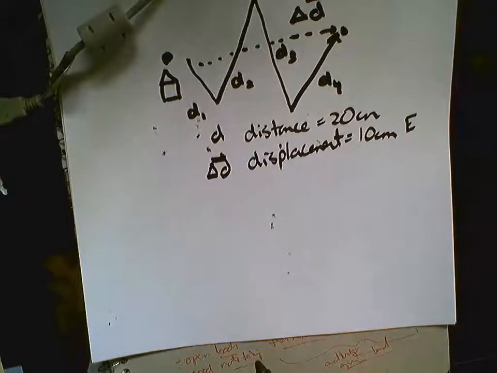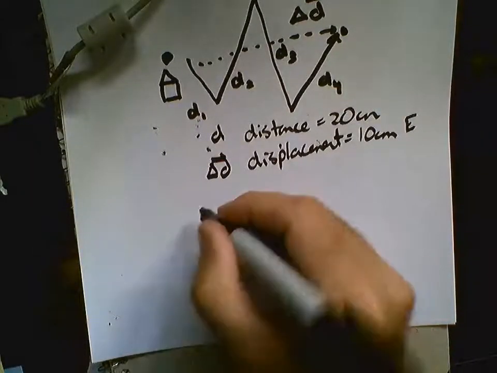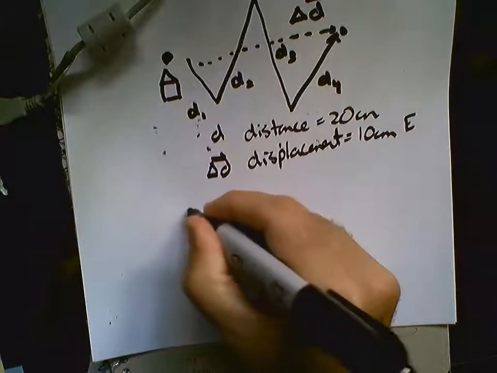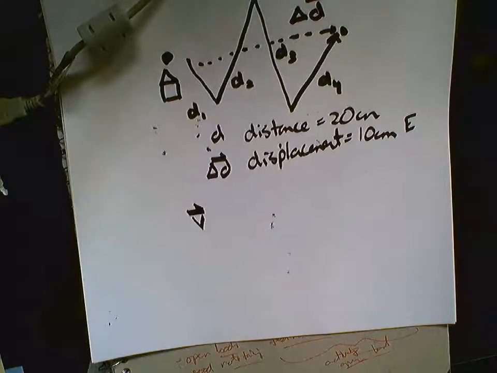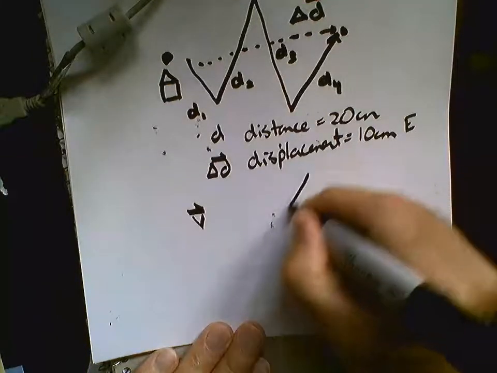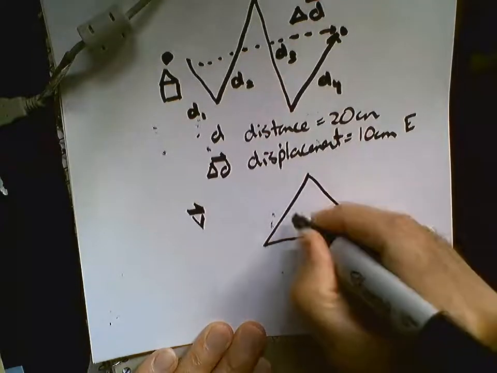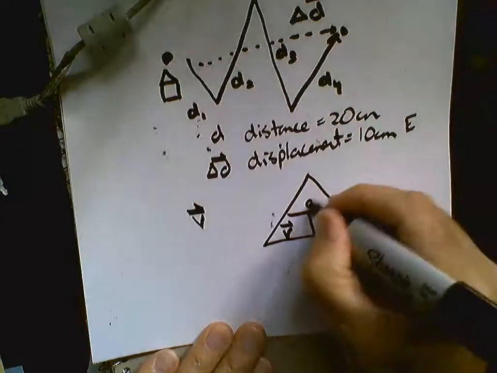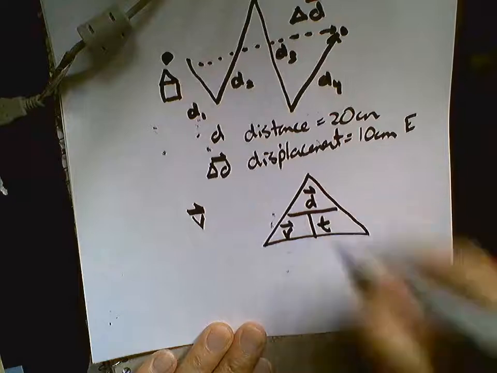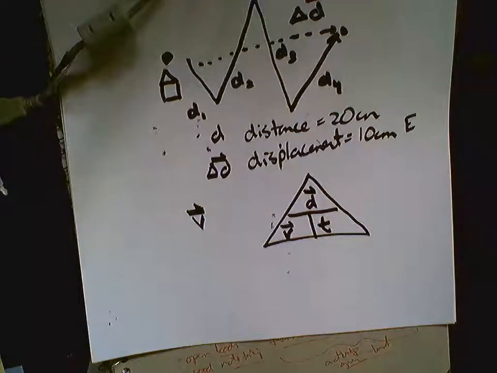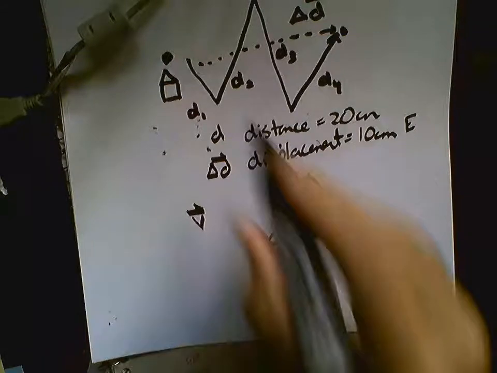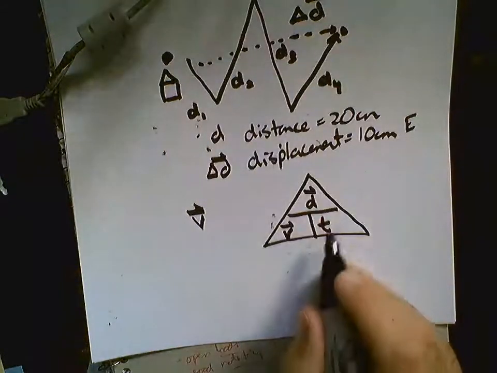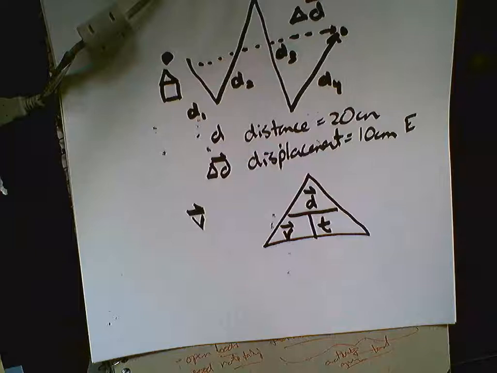Now, the symbol for speed is V. The symbol for velocity is V with the vector arrow over it. So it's basically the same formula. Velocity equals displacement over time. Speed is equal to distance over time. So if you want the velocity, take the shortcut, divide it by the time.